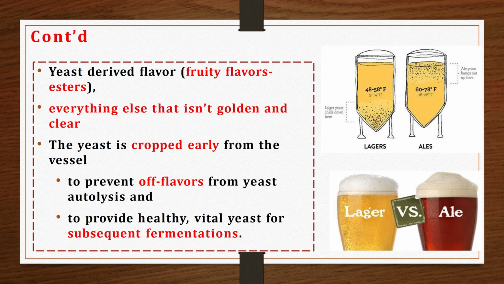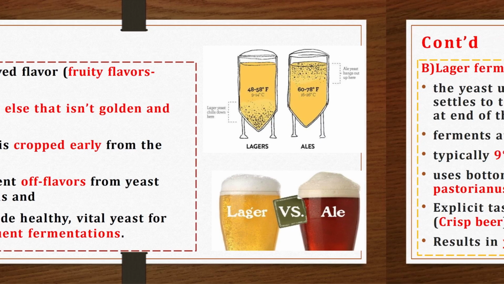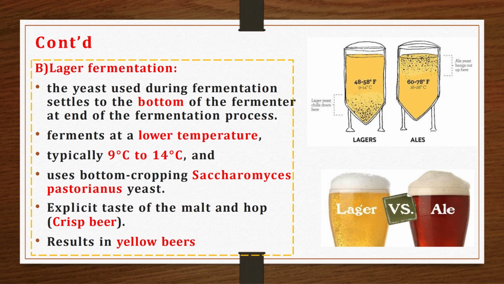The graphic is repeated here for emphasis, again showing lager yeast at the bottom and ale yeast at the top with their respective temperature ranges. Now let's look at B, lager fermentation. In this case, the yeast used settles to the bottom of the fermenter. It ferments at a lower temperature, typically 9°C to 14°C. It uses bottom-cropping Saccharomyces pastorianus yeast.